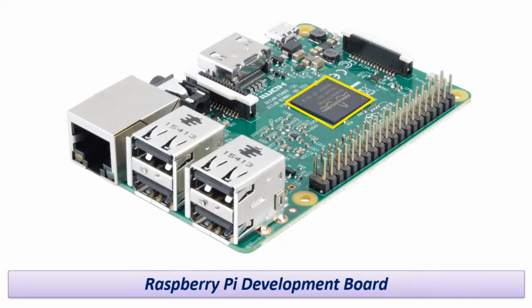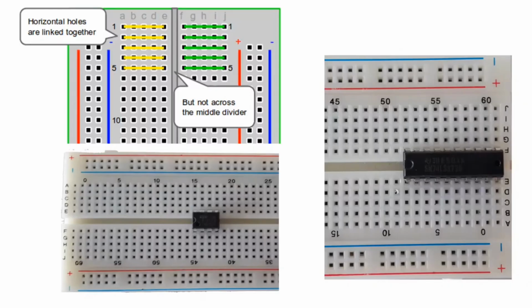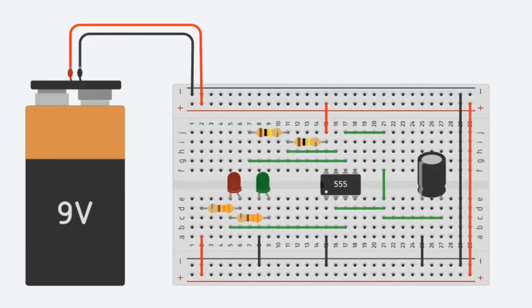When the integrated circuits are to be used on the breadboard, they are inserted right in the middle. Thus, any of the pins can be used separately without short-circuiting. For example, here you see a simple circuit built on a breadboard with a 555 timer IC.